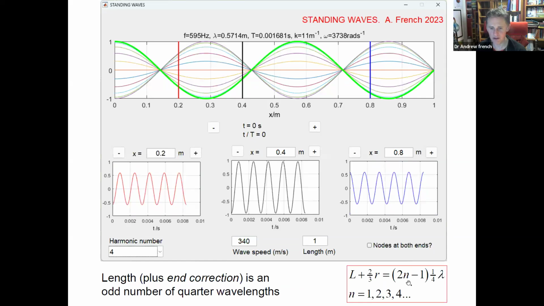So 2n minus 1 times a quarter of a wavelength is going to be our length of a wave. And in general, we'd have to add something called an end correction. The node of pressure isn't exactly at the end of your tube if you play an organ, for example. A nice model of this is about 2/3 of the radius of your tube. So if your tube is quite a fat thing, that might make quite a difference. There we go, a little model.